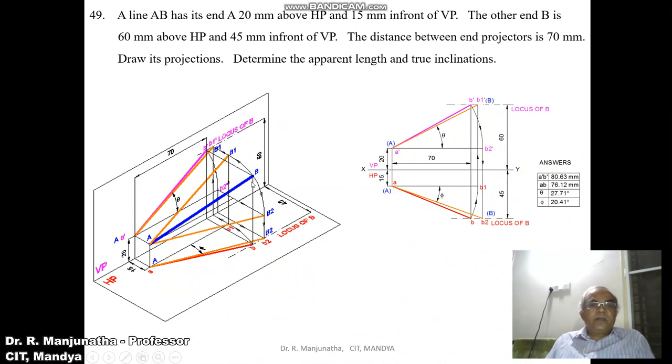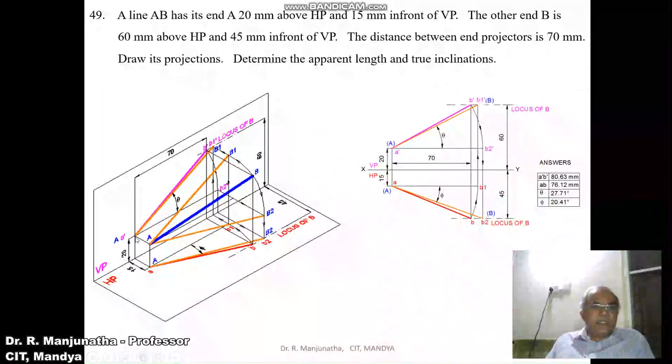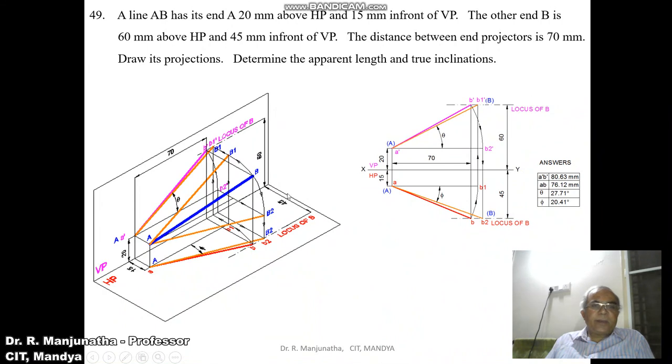Now we want to find out the true length in the vertical plane. Since we need the true length in the vertical plane, that line has to be parallel to VP. Initially A is in front of VP by 15 mm and B is in front of VP by 45 mm. So now we have to make B also in front of VP by 15 mm. Then only the line will be parallel. With A as center, rotate AB such that B is also in front of VP by 15 mm. Then what happens?